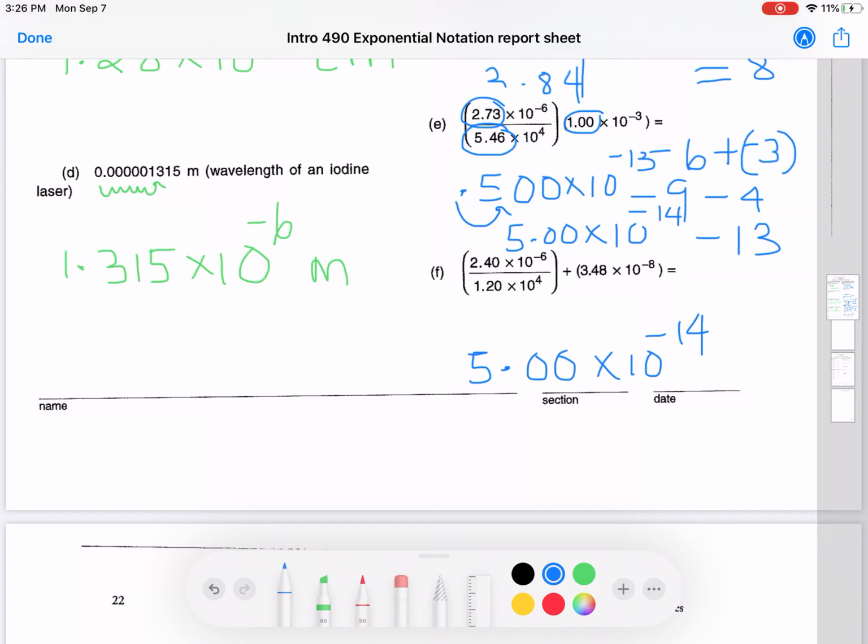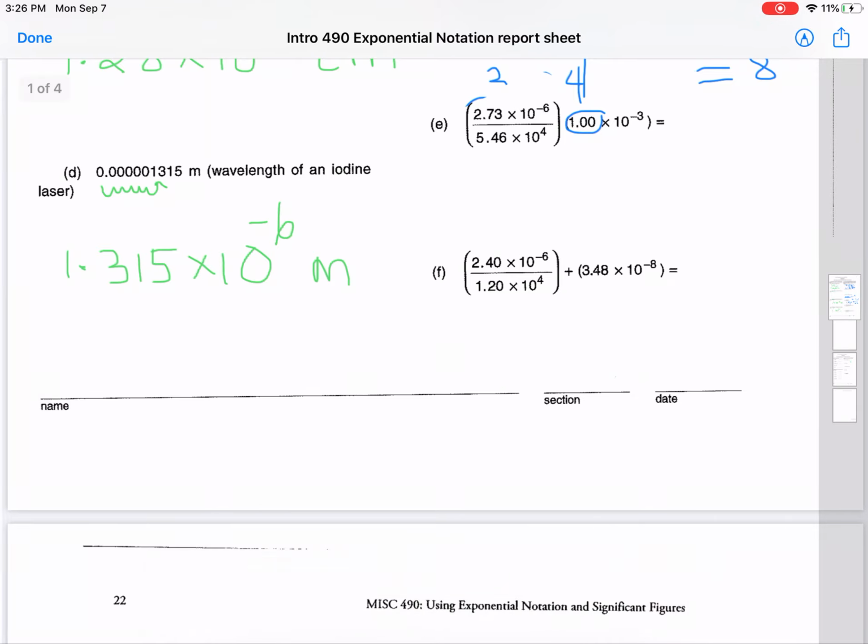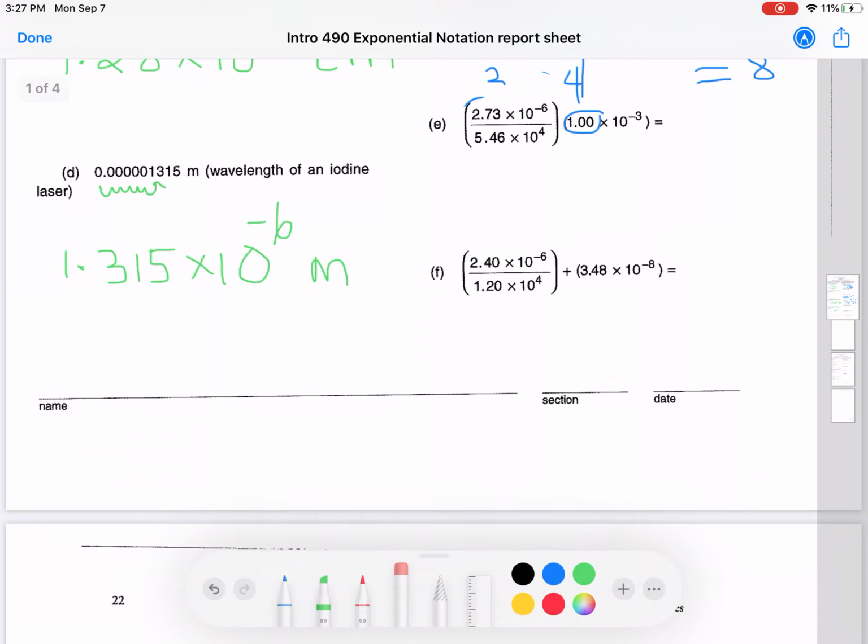Okay, and then the next question, you can first do the division. 2.40 over 1.20. What would you get when you do that division? It's an easy calculation, that would give you 2, right? But it's going to be with the proper significant figures. That's going to be 2.00. What's going to be the exponent? 10 to the negative 6 minus 4, because you have to subtract when you are doing a division. So negative 6 and negative 4 will make it negative 10.